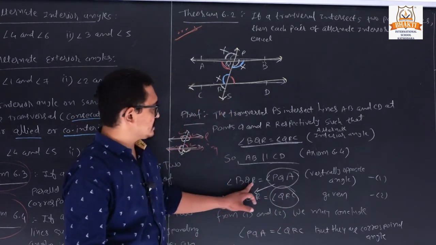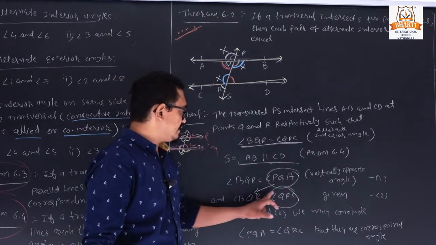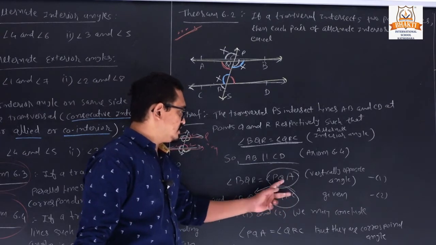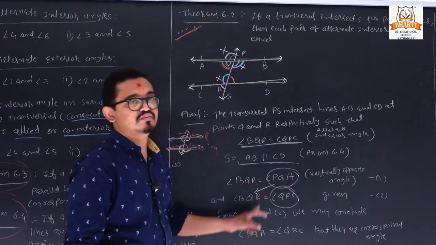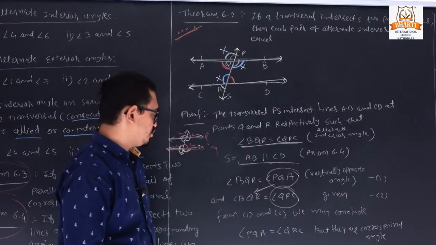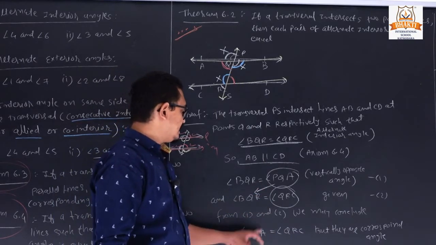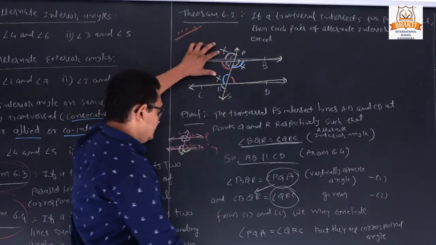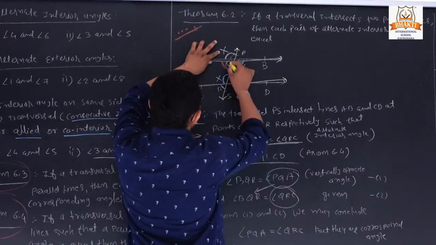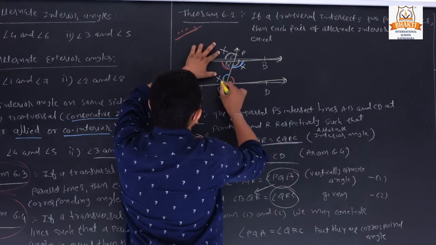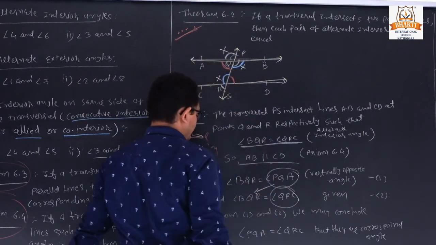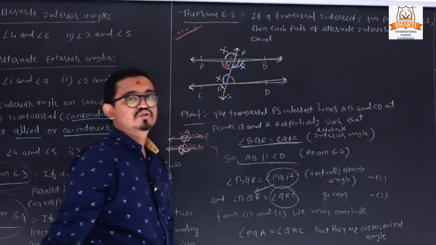Clear? BQR is equal to PQA. It is also equal to QRC. So PQA and QRC, these both are automatically the same from results 1 and 2. So if these both are equal, PQA and QRC, clear? These both are equal. Then AB is parallel to CD.